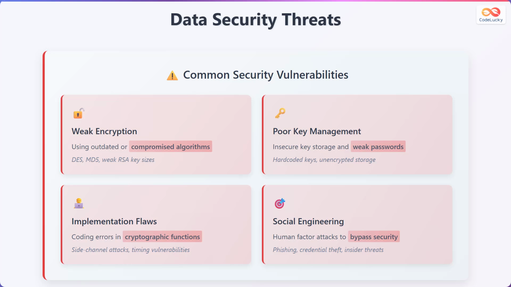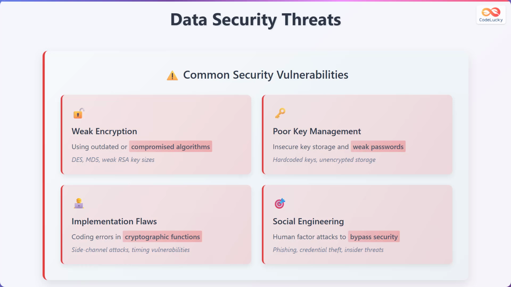Understanding common security vulnerabilities helps identify potential weaknesses in cryptographic implementations. Weak encryption represents a significant threat when organizations use outdated or compromised algorithms such as DES, MD5, or RSA keys with insufficient bit length. These legacy algorithms may have been secure in the past, but are now vulnerable to modern computational attacks.